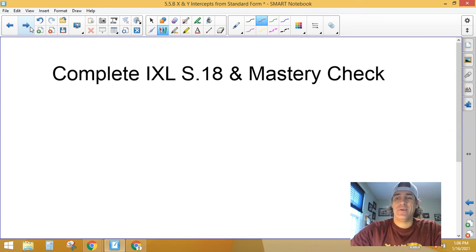And that is it. That's all there is to finding the x and y-intercept from linear equations. It's easier if it's in standard form.